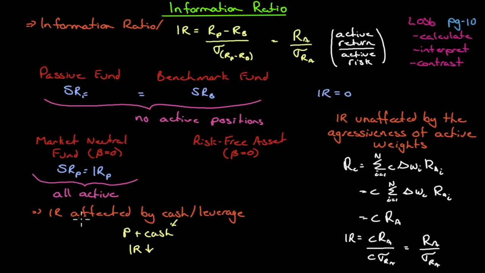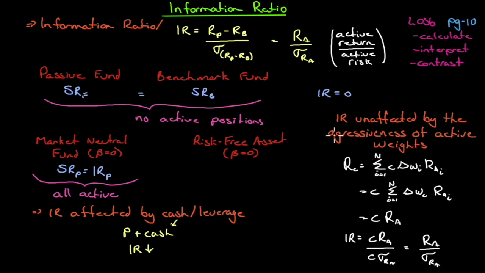The information ratio is affected by cash and leverage. There's a problem. It is affected by cash and leverage, so we can't use it to construct portfolios that target a certain amount of risk by combining it with a risk-free asset, by combining it with cash. We cannot do that because it's affected by cash and leverage. Portfolio plus cash, information ratio drops. However, the information ratio is unaffected by the aggressiveness of the active weights.